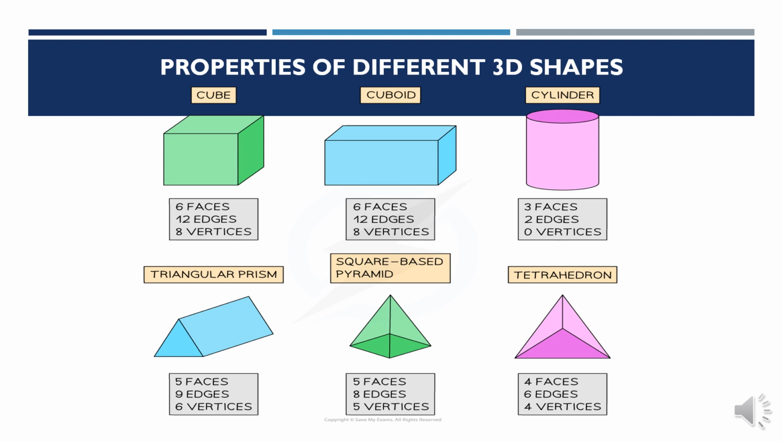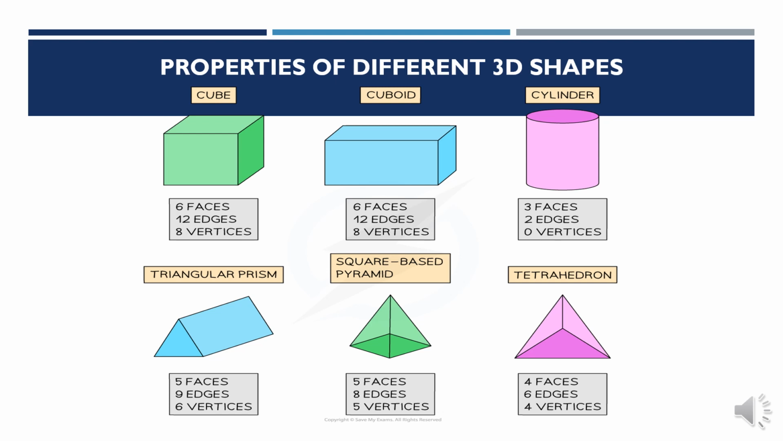Then there is a square-based pyramid. In a square-based pyramid, a square is at the bottom, and along with the square, the 4 sides are making its height, and at the tip they are joining with each other. So if we talk about faces, it has 5 faces, 1 at the bottom and 4 at the sides, 8 edges and 5 vertices. Then there is a tetrahedron.